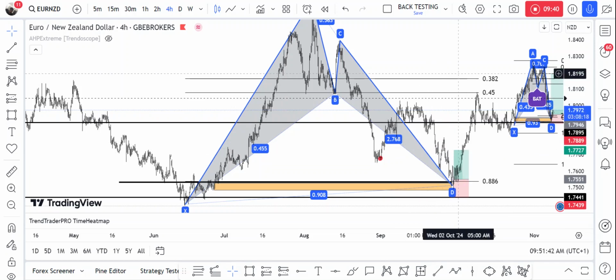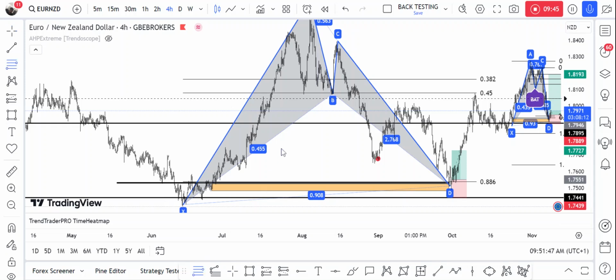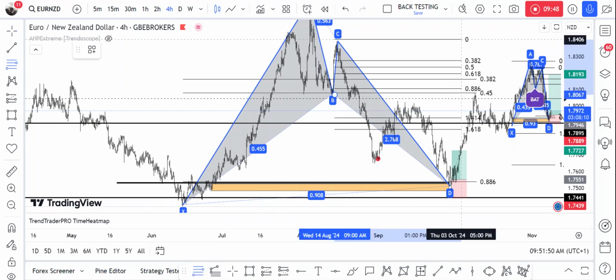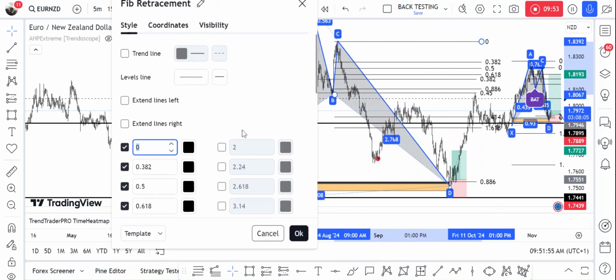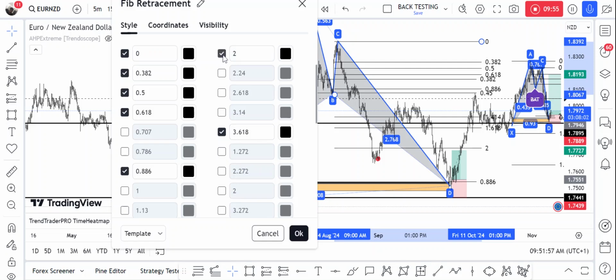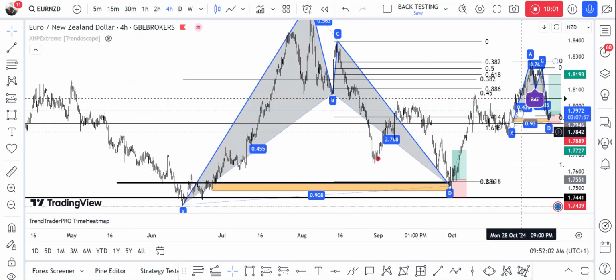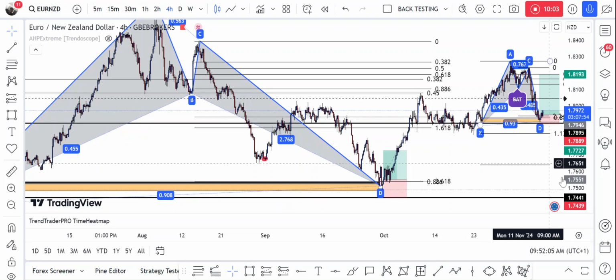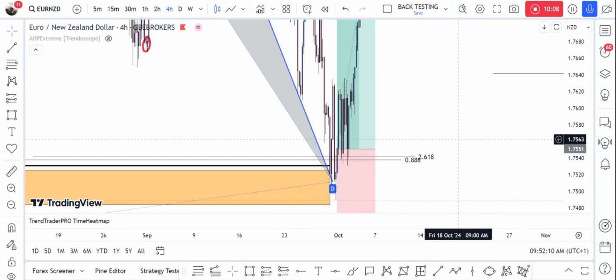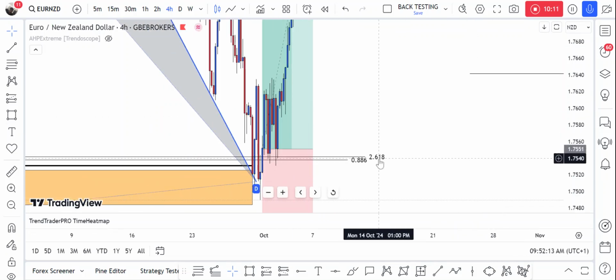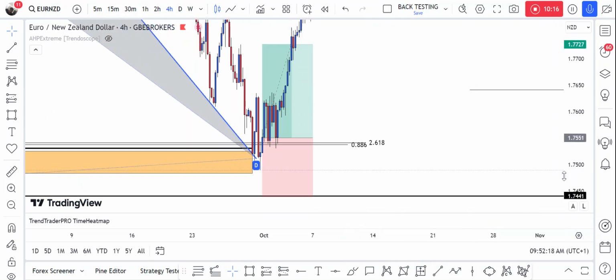Okay. Now, if we establish this point 0.886, now B to C measurement. Let's also confirm that B to C measurement. Let's start from 2 points. Let's start from 2.24, 2.618. That is a very perfect example of a bat pattern. Oh my God, look at that measurement, guys. Look at that measurement. 0.886 complemented 2.618. Can you see the power of what we are learning?